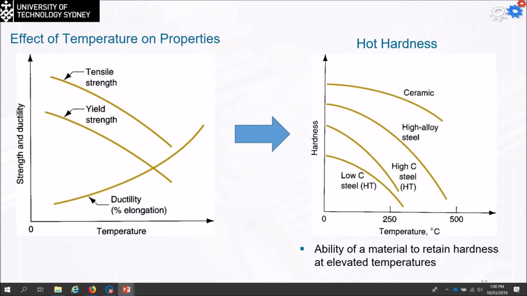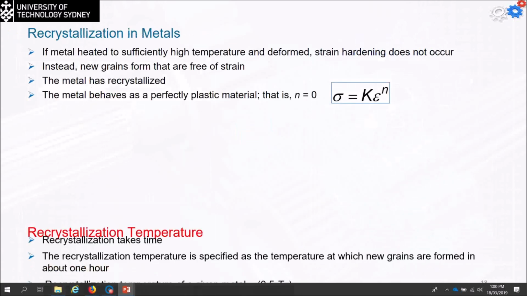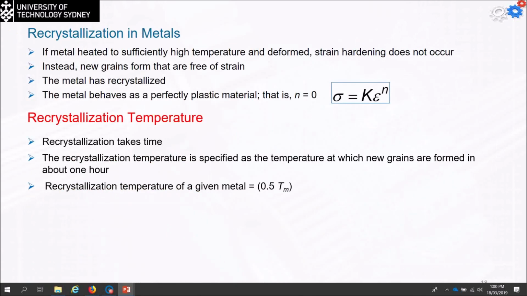Now, the term recrystallization temperature has been mentioned earlier. If the metal is heated to a sufficiently high temperature while being deformed, then strain hardening does not occur. We said that strain hardening is the increasing of the strength of the material by increasing the strain. Instead, new grains are formed, free of strain, and the metal is recrystallized once again. So the metal behaves as a perfectly plastic material, which means the value of n, the slope, is equal to 0.